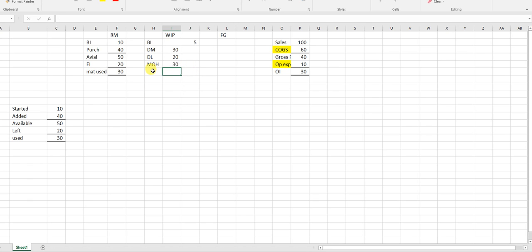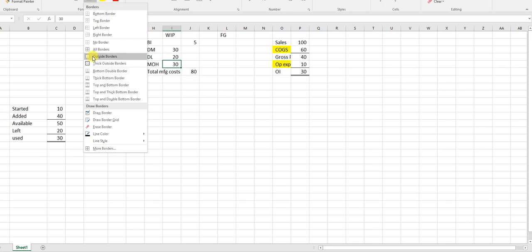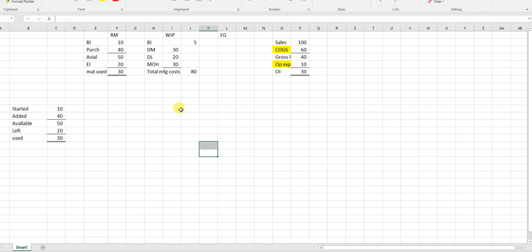So I have my total manufacturing costs of those 3 numbers. So I have 80. Okay, so these are my materials that are used. Those are the costs of what's added. So beginning inventory plus added. What's added are manufacturing costs. Manufacturing costs are 3 things: direct material, direct labor, and manufacturing overhead.